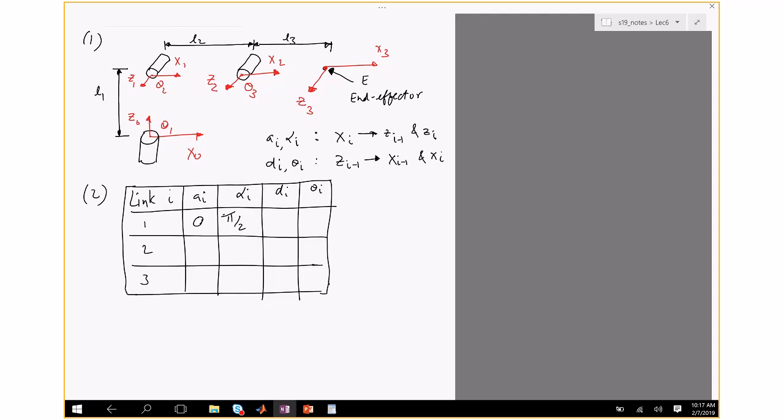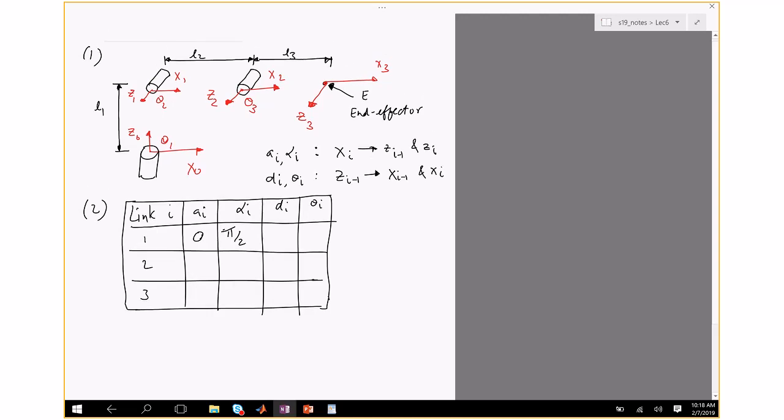Okay, let's move on to d_1. So we look at this line. It's the distance between X_i minus 1 and X_i, with i equals 1, measured along Z_i minus 1. So X0 to X1 measured along Z0. X0 is there, X1 is right there, and we want to find the distance between the two measured along Z0. So we want to find the distance between these two and put that along this axis. So it's literally that distance. So it's L1.